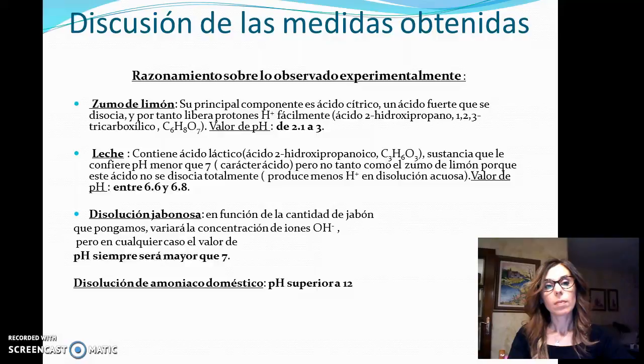We can see our lemon juice or orange juice has a pH under 7. It is a strong acid. Milk is an acid too. It has a pH nearly 7, but under 7. If we see the pH of water with soap, we will see it's over 7, so it's an alkaline. And if we see ammonia, it's also an important alkaline.